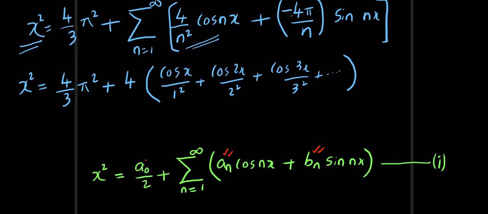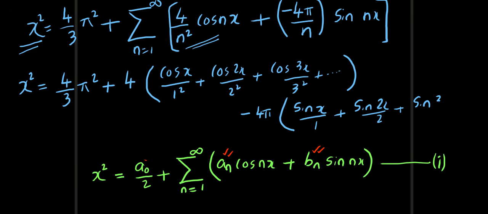And you can see that minus 4 pi is common, so that will be minus 4 pi. Now I'll plug in n equal to 1, 2, 3, etc. So that's going to give me sine 1x by 1 plus sine 2x by 2 plus sine 3x by 3 plus etc. So that's it, that's the last step.